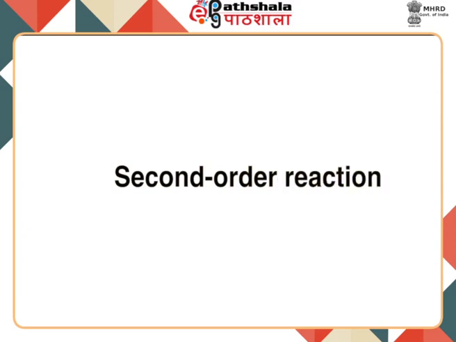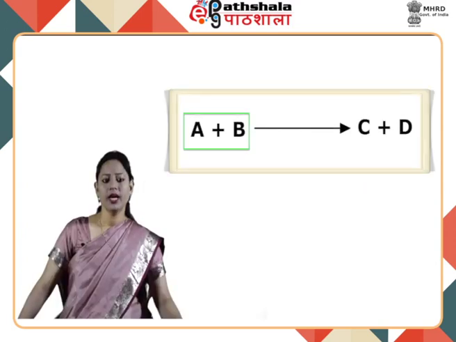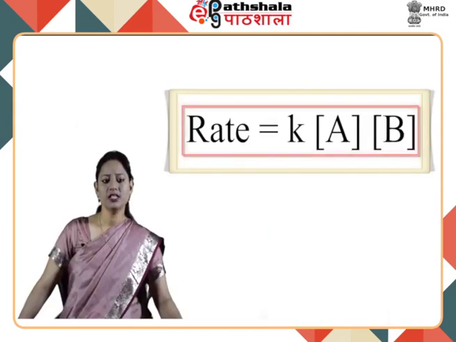Now, let us see the second order reaction. For a second order reaction A plus B giving C plus D, a reaction whose rate depends on the concentrations of two reactants is called a second order reaction. For this, rate is equal to K multiplied by the concentration of A multiplied by the concentration of B.